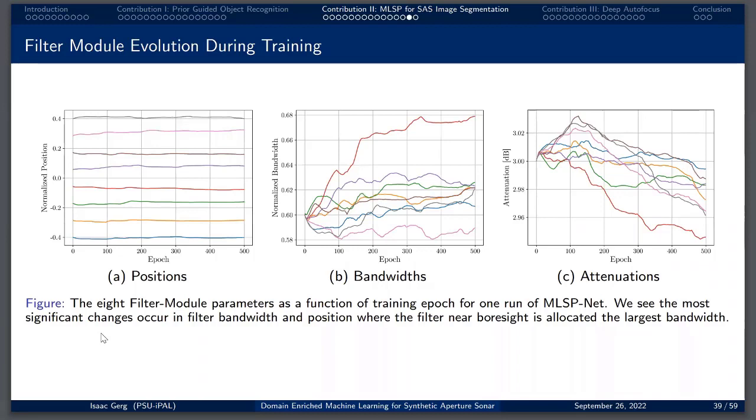And then finally, I can take a look at the filter modules as they evolve over the training process. So here I'm just showing the position. I'm initializing them just uniformly across the band. So there's 8 of these here. I can look at the bandwidths of each of them, and I can look at the attenuations. And what we see for the positions is that they do move around a little bit. What's interesting for the bandwidths is that this one in red, this filter here, opens up a bit in bandwidth, and some of these other ones start to squint a little bit more. So there is some adaptivity going on as part of the training procedure to utilize those features and then be able to improve the classification result.